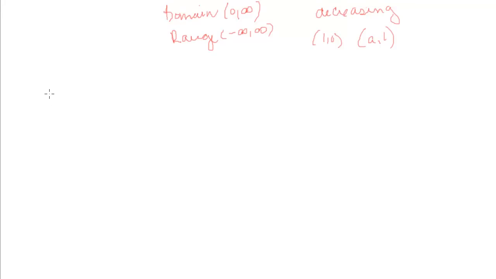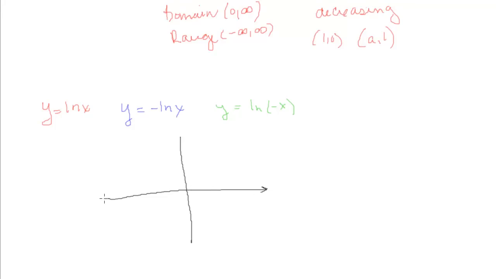So this example says graph y equals natural log of x, and then also graph, we'll pick different colors for these, y equals negative natural log of x, and lastly, graph y equals the natural log of negative x. So let's do that on the same set of axes, and we'll talk about the different ways that these will be reflected. So let's start with natural log of x, so the first one.